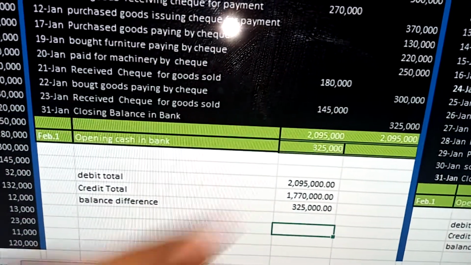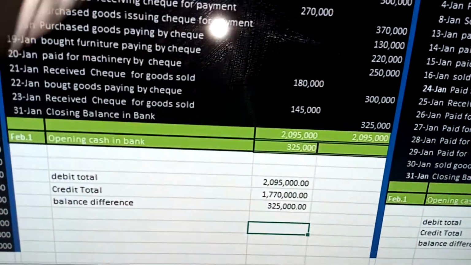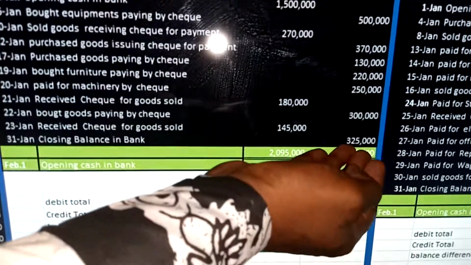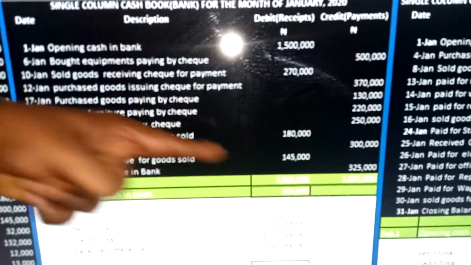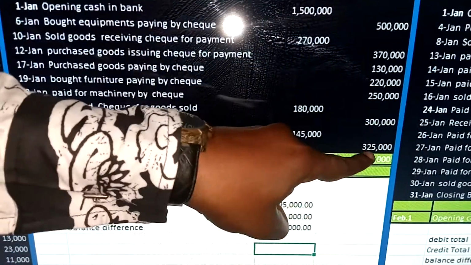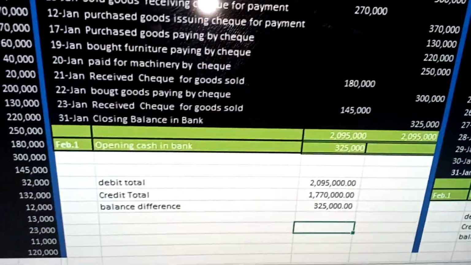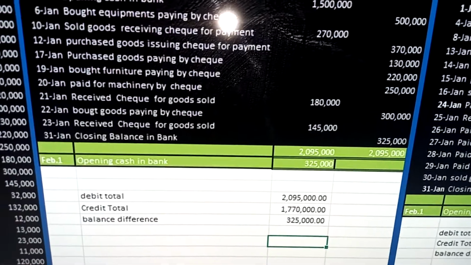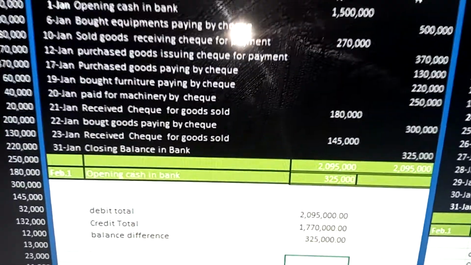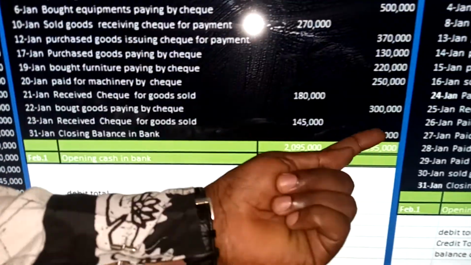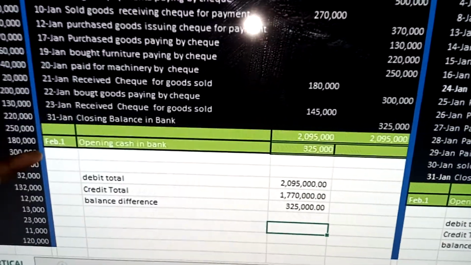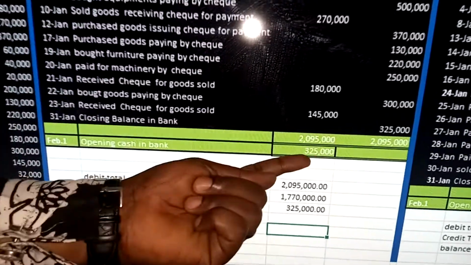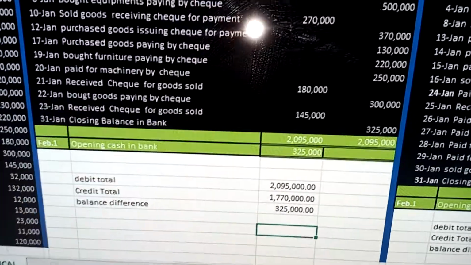325,000. Putting it here because the total receipt exceeded the total payment by how much? 325,000. I'll say it again. The total receipt exceeded the total payment by how much? 325,000. So this is what we expect to have in our bank account at the end of January. So it means that it will be what we will have in our bank account by the 1st of the following month, which is 1st of February. 325,000. That is for the bank.